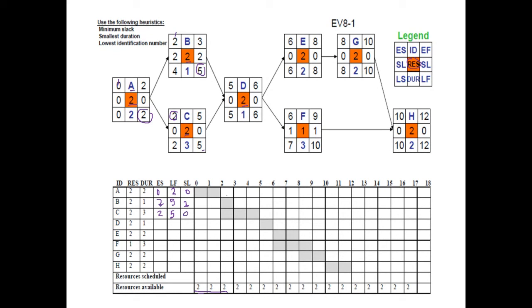And the slack is 0. Right, so let's start scheduling our resources. So we can see that the very first activity which is taking place is activity A, which is taking place from week 0 to week 2, right? And this activity requires, by the way, 2 pieces of machinery. So we will be scheduling this activity here, and there's no problem with that.